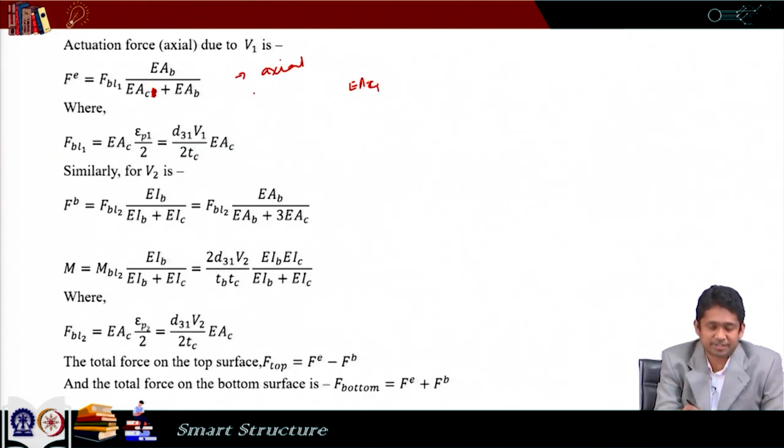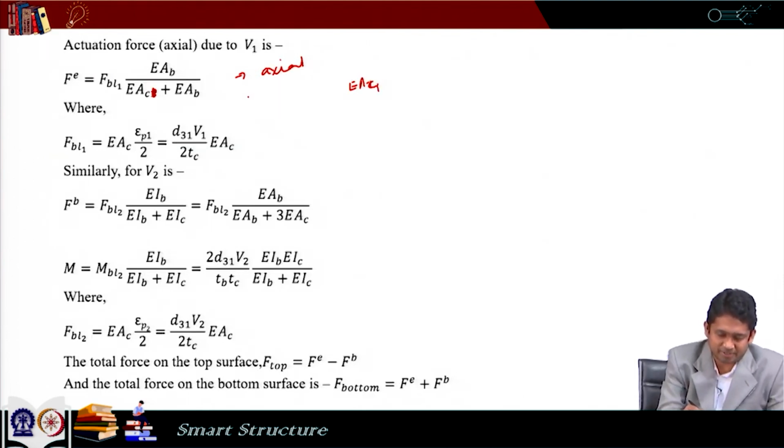So, from whatever we did on the symmetric and antisymmetric actuations, I mean the axial and bending actuations, we can say that the actuation force due to V1, the extensional or axial force, is FBL1 multiplied by EAB by EAC plus EAB. So, it is an axial actuation, where FBL1 is the block force due to the voltage V, and that is this.